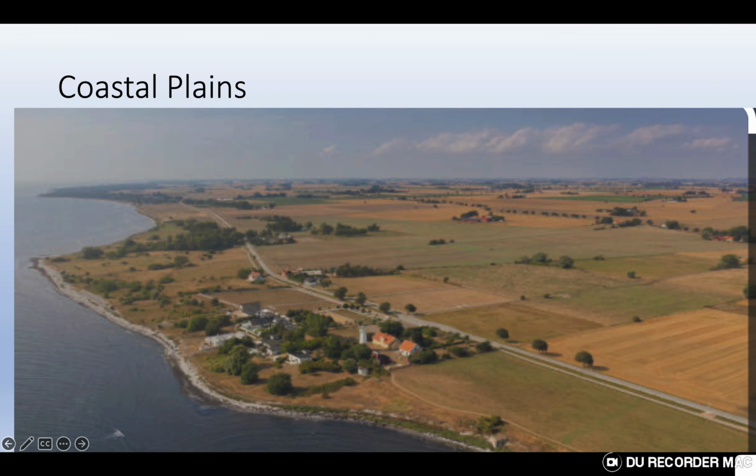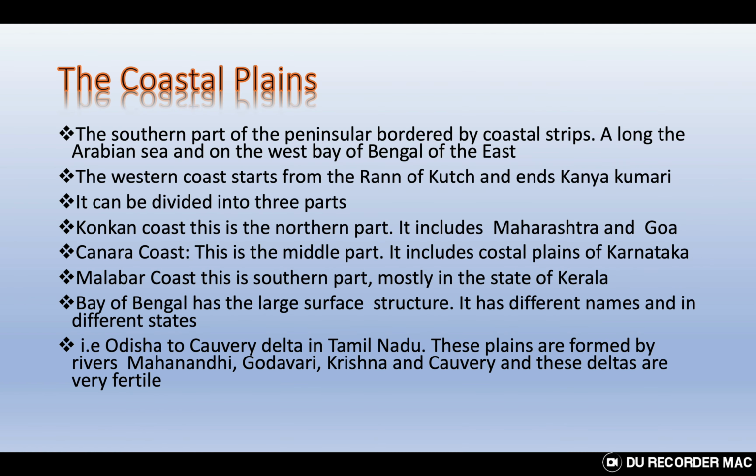Next is the coastal plains. The southern part of the peninsula is bordered by coastal strips along the Arabian Sea on the west and the Bay of Bengal on the east. The western coast starts from the Rann of Kutch and ends at Kanyakumari. It can be divided into three parts. First is the Konkan coast, the northern part, which includes Maharashtra and Goa. The Canara coast is the middle part, which includes the coastal plains of Karnataka. The Malabar coast is the southern part, mostly in the state of Kerala.